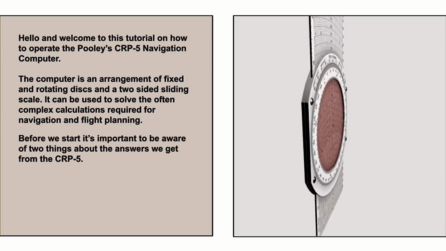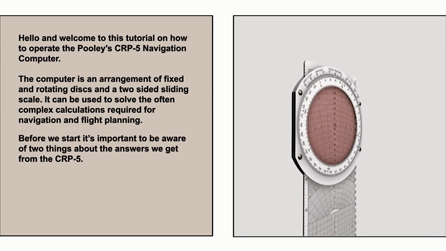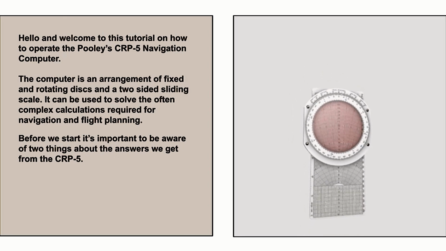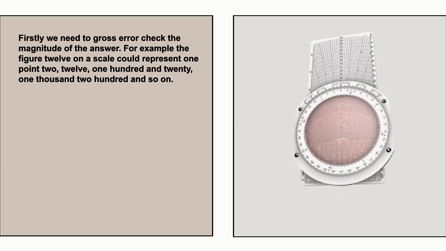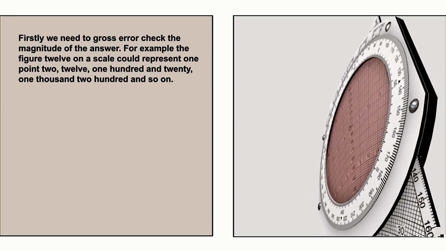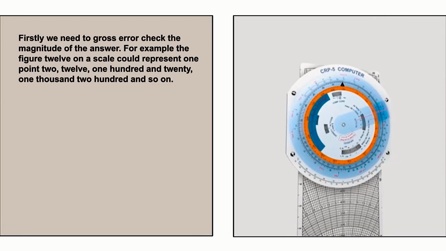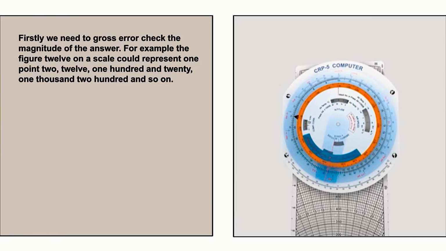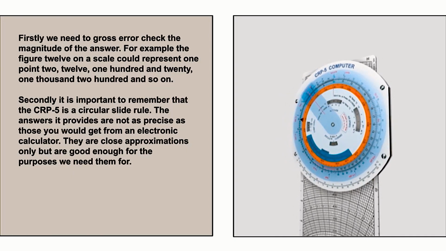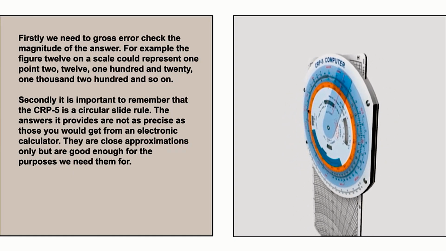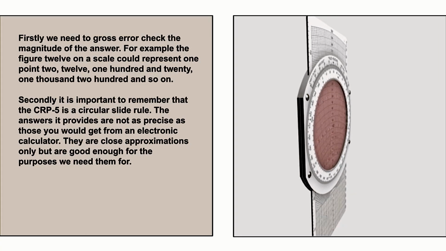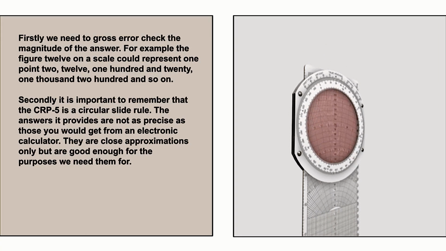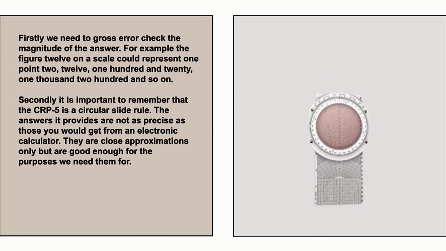Before we start, it's important to be aware of two things about the answers we get from the CRP-5. Firstly, we need to gross error check the magnitude of the answer. For example, the figure 12 could represent 1.2, 12, 120, 1,200 and so on. Secondly, it's important to remember that the CRP-5 is a circular slide rule. The answers it provides are not as precise as those you would get from an electronic calculator. They are close approximations only, but are good enough for the purposes we need them for.